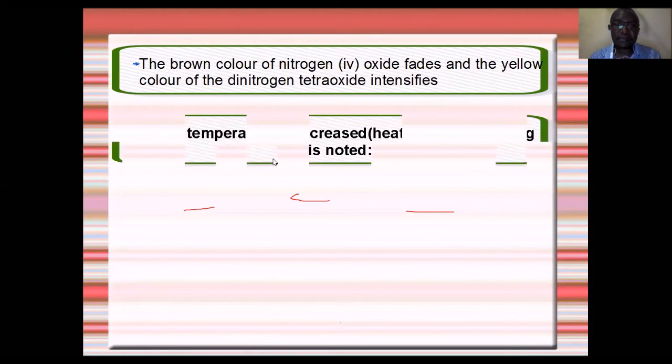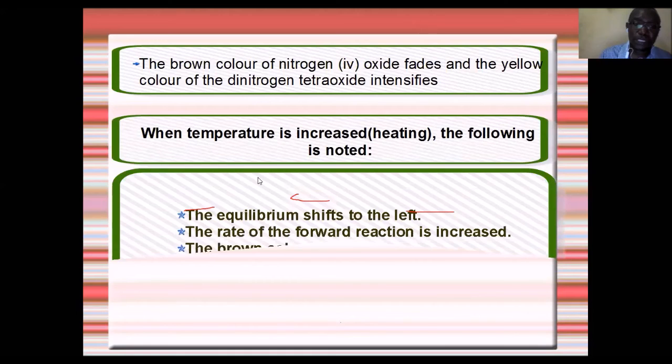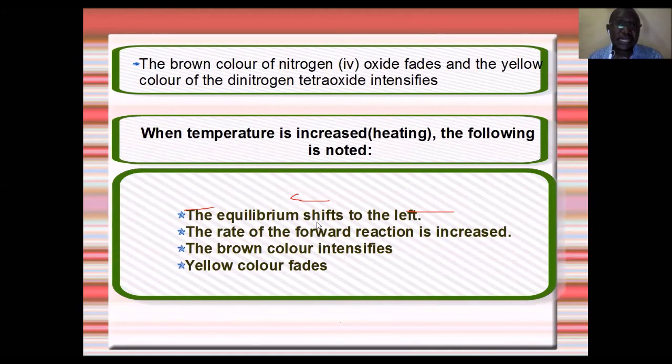Okay, an increase in temperature. This is what we will note. Equilibrium will shift to the left, the rate of the backward reaction will increase, and the brown color will intensify because the backward reaction leads to the formation of nitrogen dioxide. The yellow color of dinitrogen tetraoxide will fade, because more dinitrogen tetraoxide will now be converting to nitrogen dioxide.